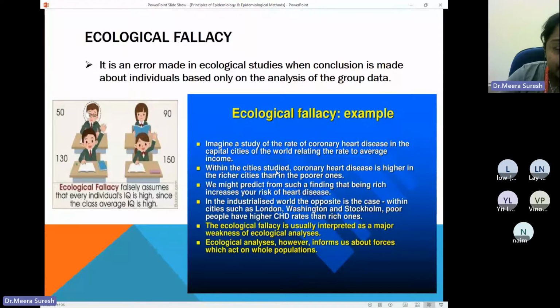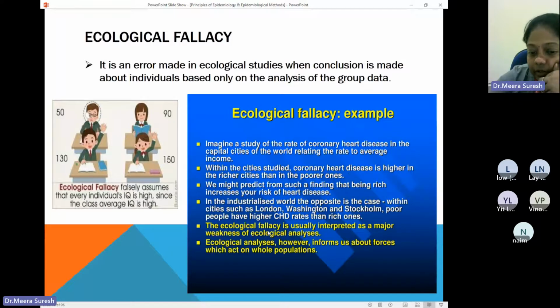In simple terms, ecological fallacy is that we can't apply it to everyone or every other situation. So anyway, in this within-city study, coronary heart disease is higher in the richer cities than the poor ones. We might predict from such a finding that being rich increases your risk of heart disease. In some conditions, yes, it can be seen like that. The people who are very rich are having increased heart disease, but we can't generalize that to every other part of the nation.